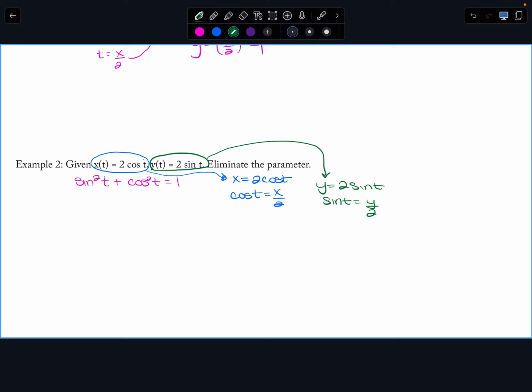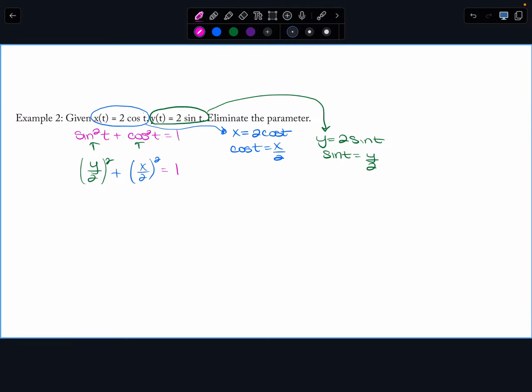And now I'm going to plug this into my sine and my cosine. So I have (y over 2) squared, and then I have (x over 2) squared, and that's equal to 1. And realistically, I eliminated the parameter. Now, it kind of looks like a mess, but technically, if you box this, I can't mark you wrong, because you did what the question was asking you to do. I did not say eliminate the parameter and simplify. I said eliminate the parameter, which is different. So technically, I can leave it like this.